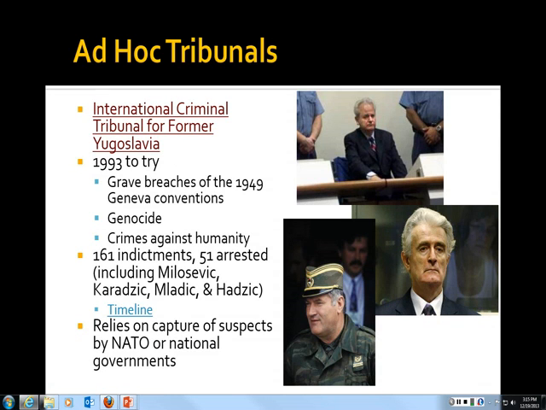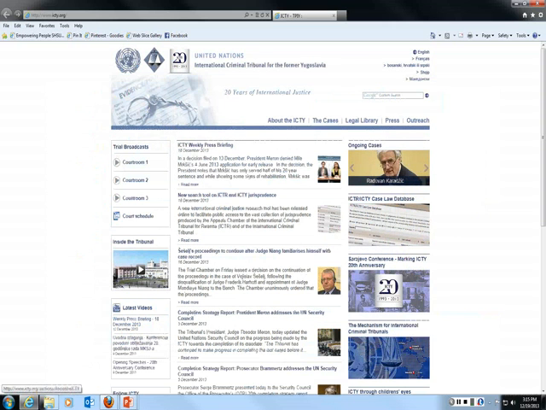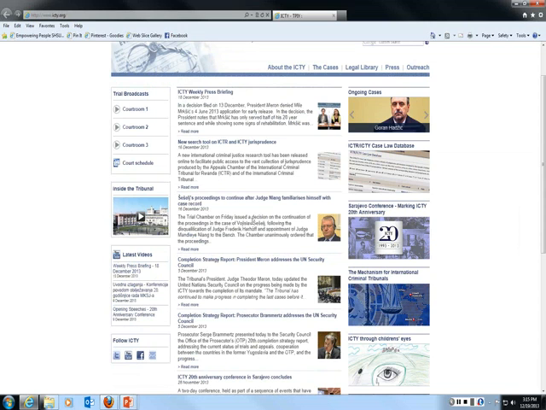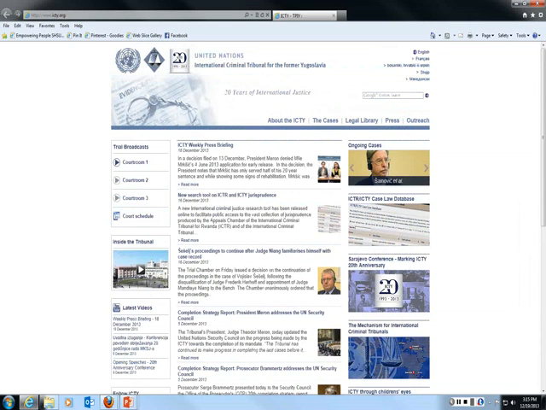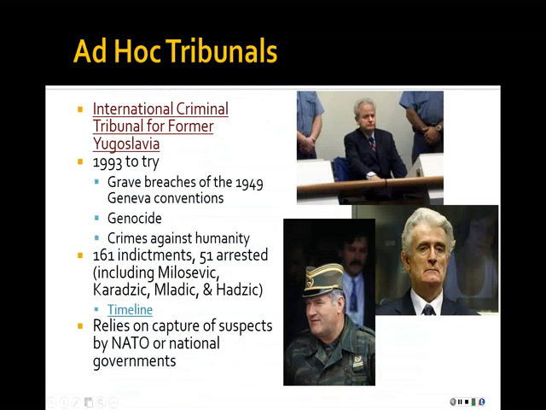As part of the UN's website, they have a whole section dedicated to the International Criminal Tribunal for the former Yugoslavia, and you can see it's been going on for about 20 years. This lists all that's going on about the particular tribunals and whether you can actually watch a particular trial. There are several ongoing cases, and you can sit and watch them on the internet, which can be kind of interesting. All right, so it began in 1993, and the objective is to try cases that dealt with breaches of the 1949 Geneva Convention, genocide, and crimes against humanity.